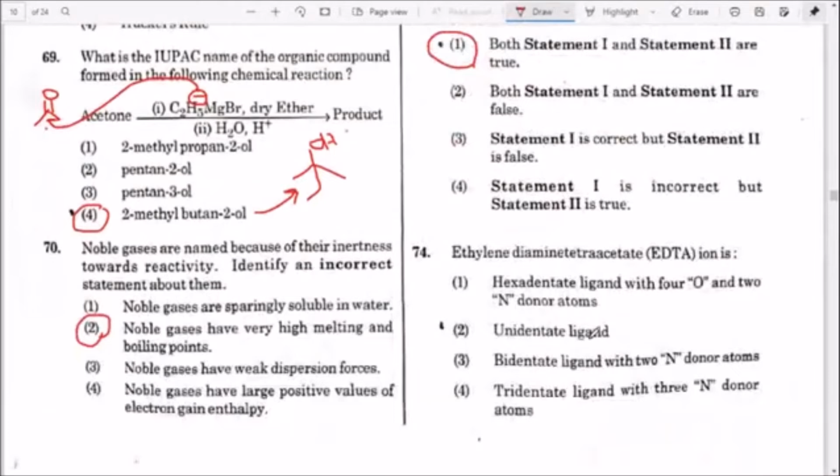Next, question number 74. Ethylene diamine tetraacetate, EDTA ion, is what dentate? Yes, so it is a hexadentate ligand with 4 oxygen and 2 nitrogen donor atoms.